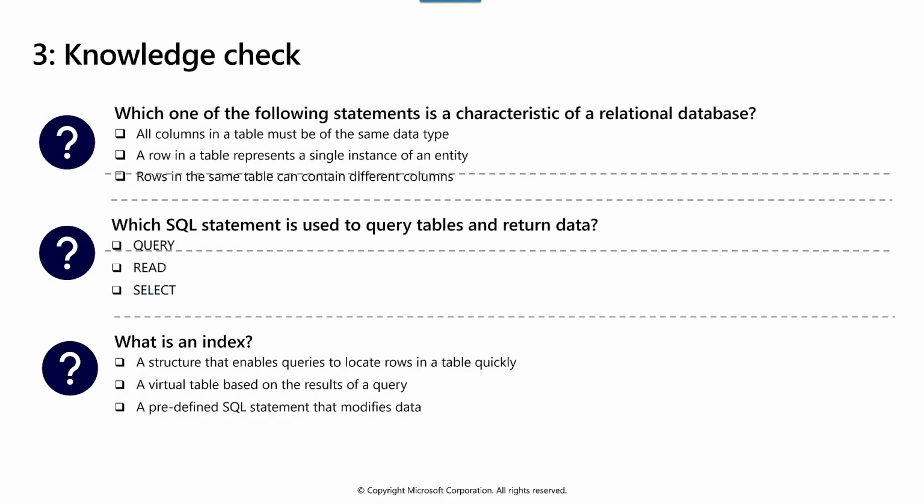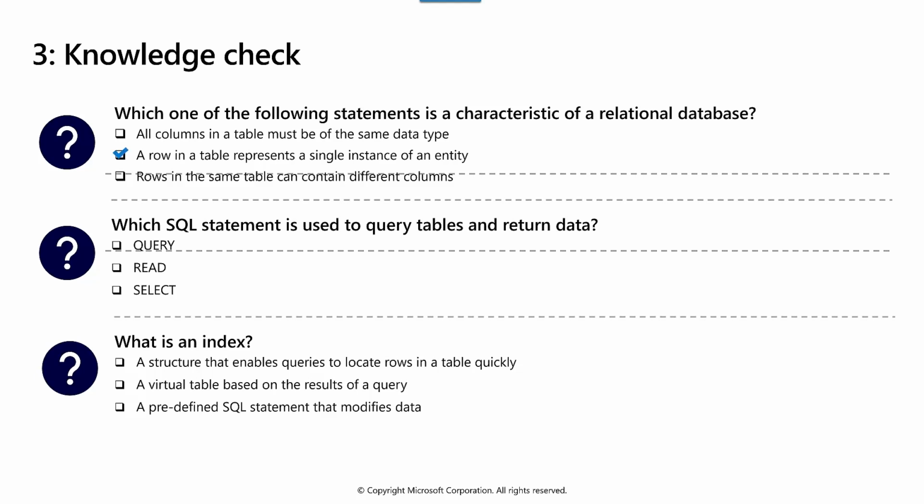So first one, which of the following is a characteristic of a relational database? A row in a table represents a single instance of an entity. See? It's this one, right? Okay. Columns in a table must be the same. This is not true. Rows in the same table can have different columns. That is not true either.